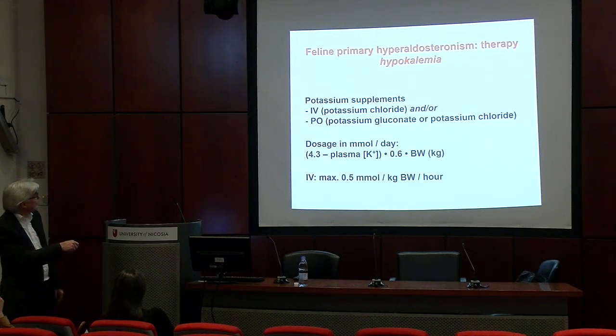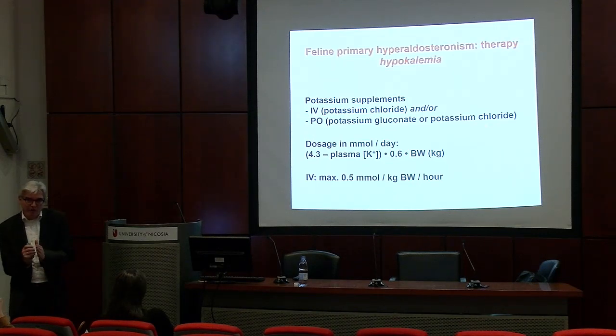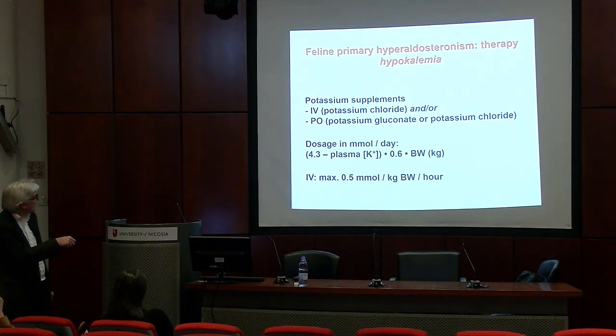You can do that intravenously by giving potassium chloride, or you can give it orally by giving potassium gluconate or potassium chloride. And how much should you give? Well, they have a formula for that. 4.3 minus the plasma potassium concentration of the cat. You multiply that by 0.6 and you multiply that by the body weight, and then you know how many millimoles of potassium you should give that day.